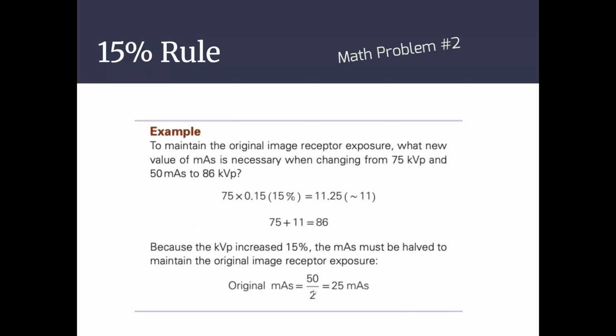So essentially, first you need to figure out what happened to the kVp in your question. Then you're going to decide which of those two things to do. You look at the change in the kVp and decide: do I need to halve or do I need to double?